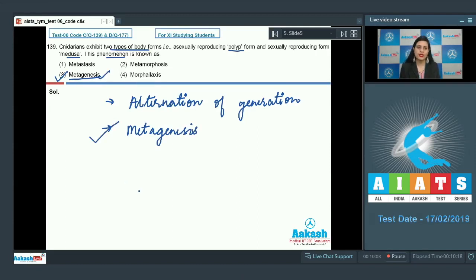Let's discuss other options also. The very first option is metastasis, and this is an incorrect option. Metastasis is spread of cancer. The next option is metamorphosis, and this is an incorrect option. Metamorphosis is the development of larval stage into adult stage. And the last option is morphallaxis, and this is an incorrect option. Morphallaxis is the process of regeneration of specific tissues which has been lost. So the correct answer to this question is option number 3. Let's discuss our next question.